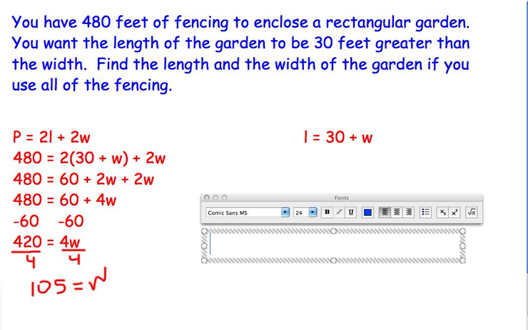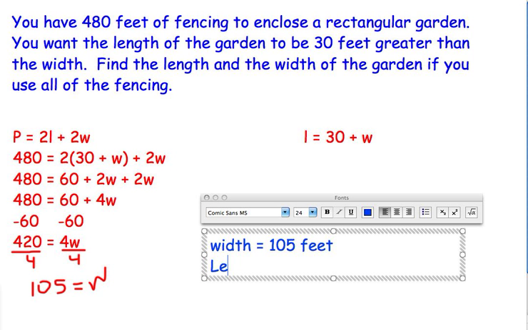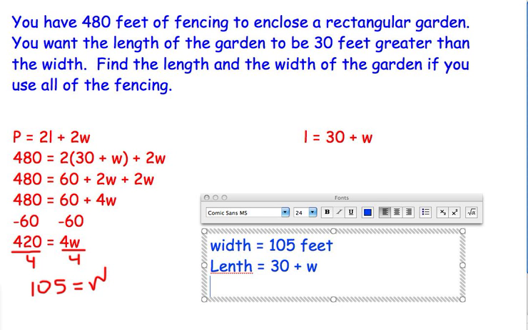So that means that the width is 105 feet, because that's the unit that we're using. And the length is 30 plus the width, right? So the length is going to be 30 plus 105, which equals 135 feet. Now you're finished with the problem.